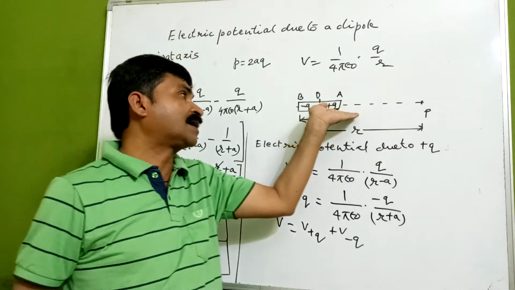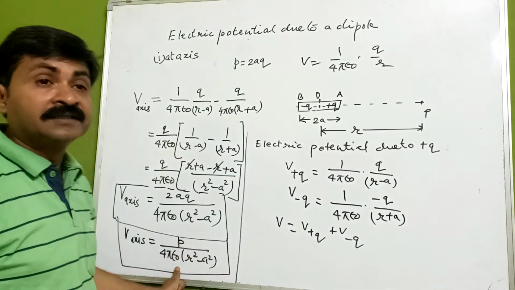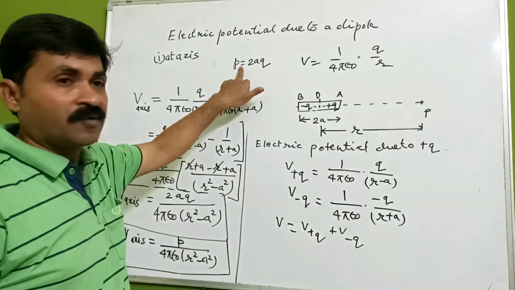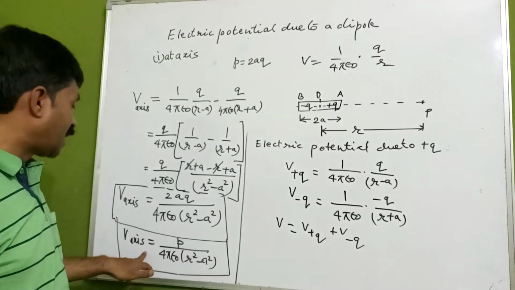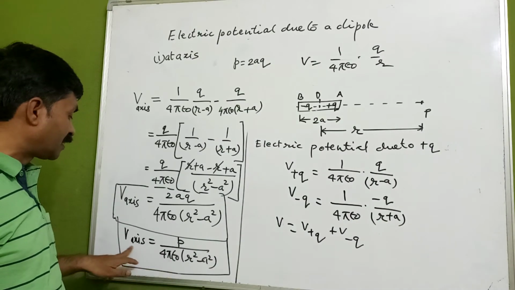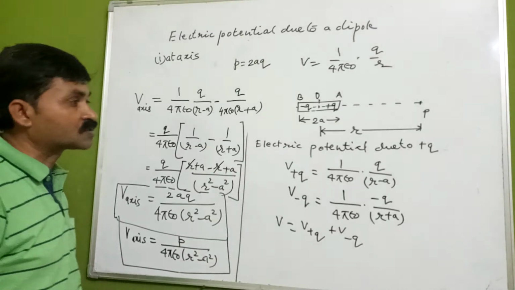हमको dipole के कारण जो point P पे इलेक्ट्रिक पोटेंशियल मिल रहा है, किसके टर्म्स में, डाइपोल मोमेंट के टर्म्स में, P इज इक्वल टू 2aq. सो ये डाइपोल मोमेंट के टर्म्स में हमको क्या मिल रहा है, V एक्सिस विच इज इक्वल्स टू P अपॉन 4 पाई एप्सिलॉन नॉट r स्क्वायर माइनस a स्क्वायर.